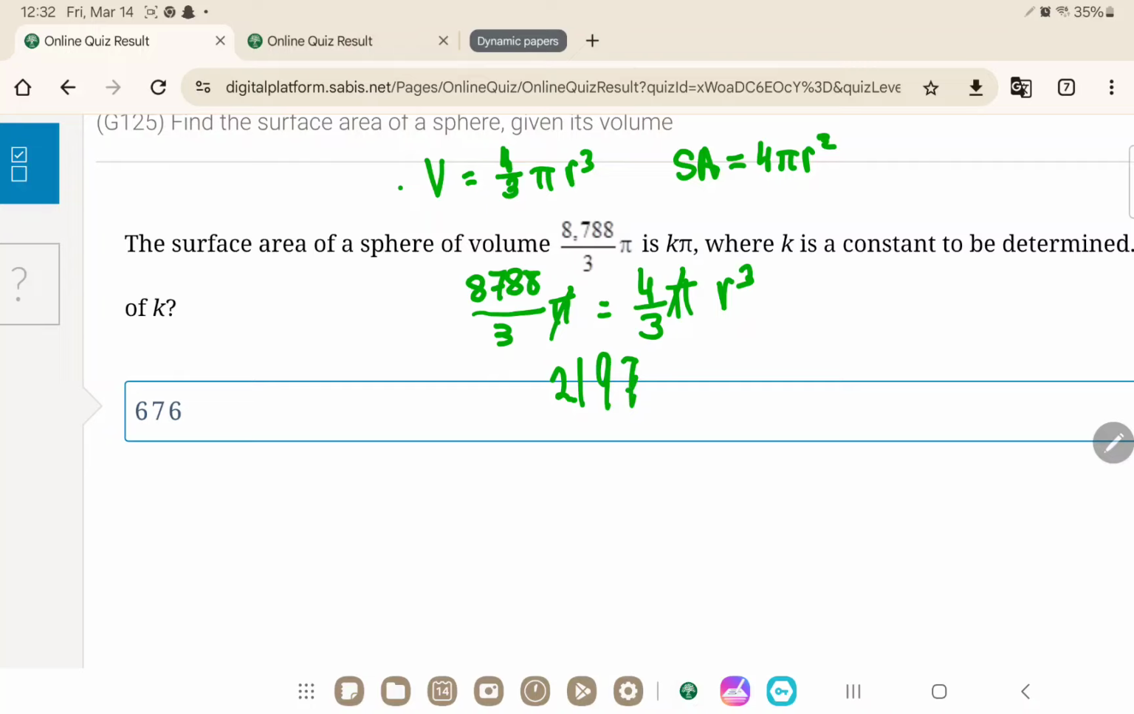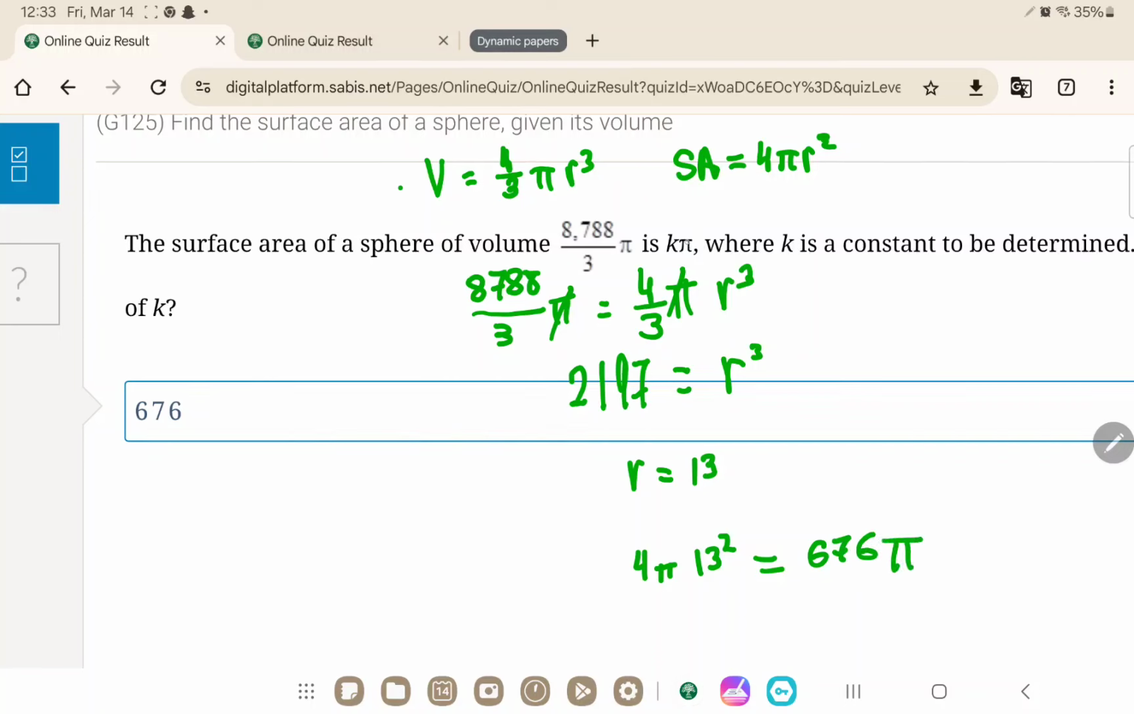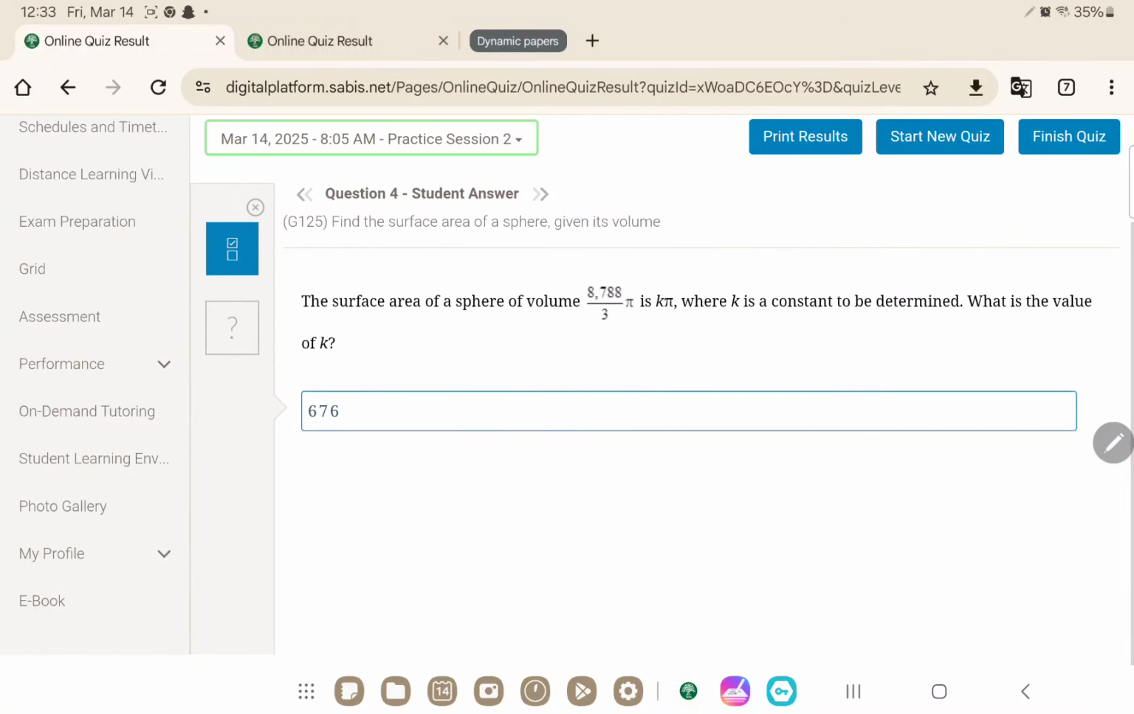Okay, so every time it reaches this spot in my screen protector, I don't know why, it elongates my numbers. Anyways, 2197 equals r cubed, and when you do it on a calculator, r is going to equal 13. Now we need to do the surface area, so it's 4 pi times 13 squared. 4 times 13 squared is going to give us 676 pi. Because they told us it's k pi and they don't need to write pi, so this is your answer. That's it. Moving on.